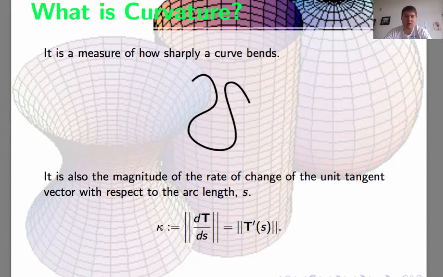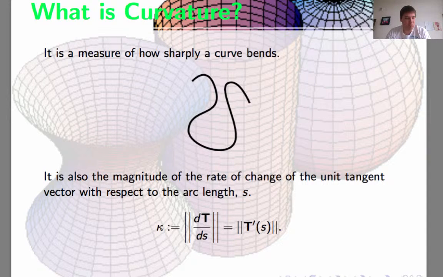Well, let's make it more complicated, of course. So it turns out that the curvature is also the magnitude of the rate of change of the unit tangent vector with respect to the arc length, which is given by s, as you'll recall from my last video. We use the Greek letter kappa to denote curvature. And again, this colon equals here means this is how we're defining it, as the derivative of your unit tangent vector, which you'll remember had kind of a nasty formula, with respect to the arc length parameter, which was also kind of difficult to find.